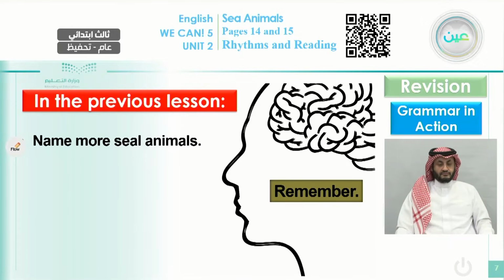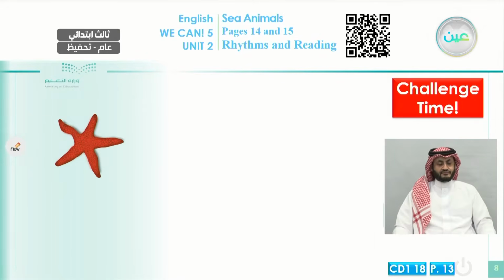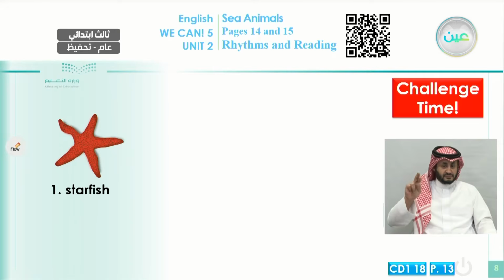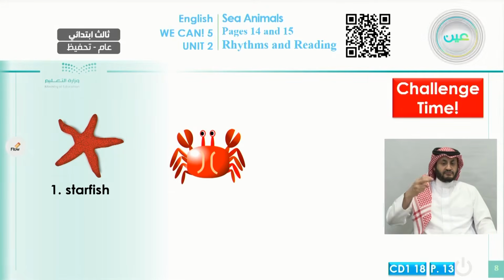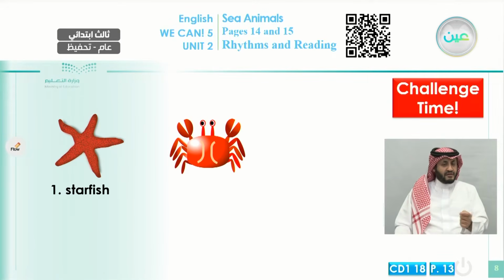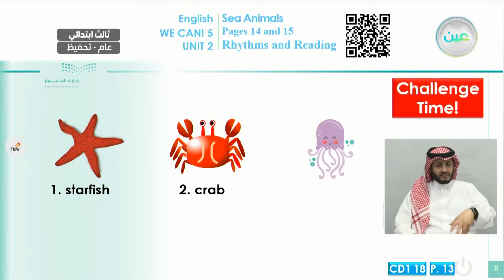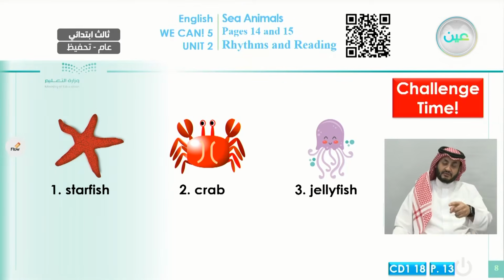Okay, in the previous lesson also we studied how to name more sea animals. We learned about this animal. Can you tell what this animal is? Okay, if you still remember, that's right, that's starfish. We call this animal a starfish. Okay, what about the other one here? What is it? Do you remember from the previous lesson? Exactly, it's a crab. Excellent. Next here, what is this animal? This is a jellyfish. Okay.